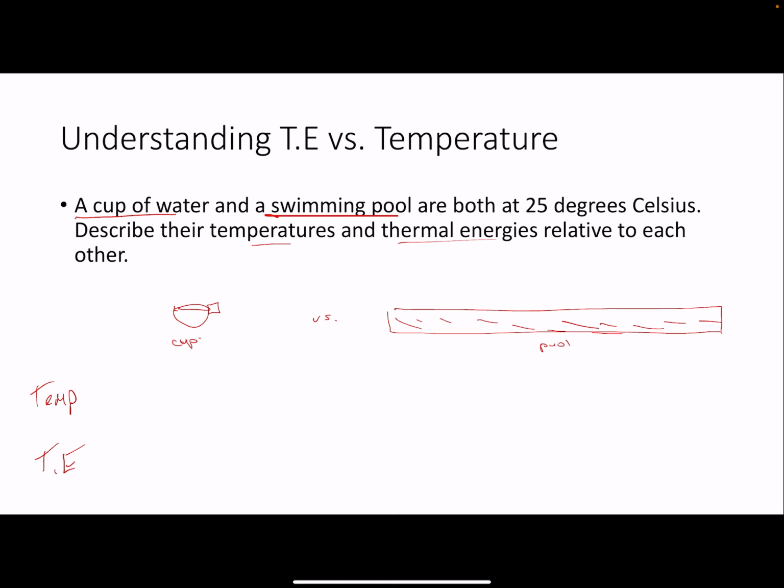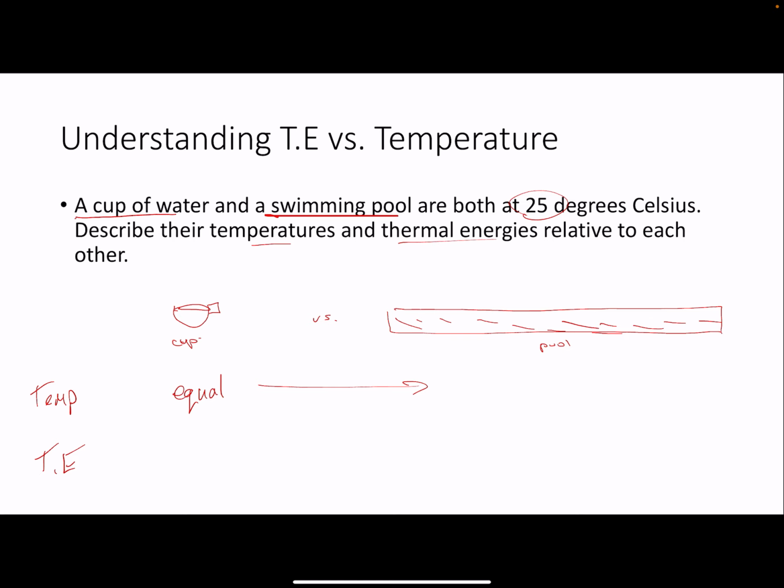So hopefully you've paused and tried this. In terms of the temperature, their temperatures are equal. We're told that they're both at 25 degrees Celsius. What that means is each particle has about the same amount of kinetic energy, so they're all moving at the same speed on average. There are always going to be some exceptions because temperature is not uniform. So it's equal for both.